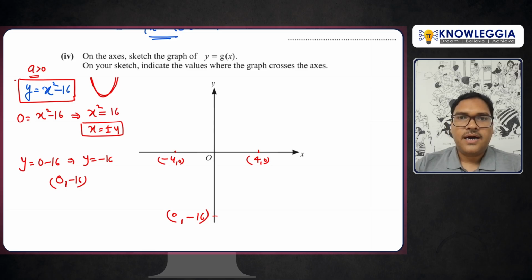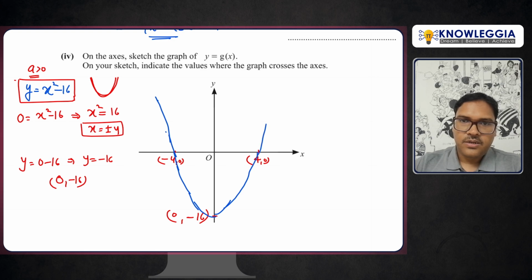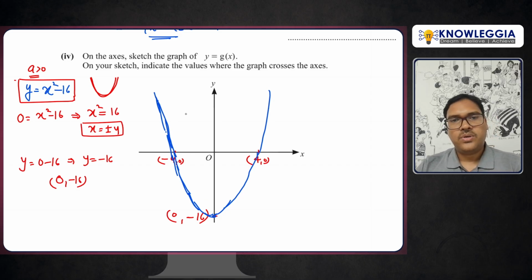So the graph of this will be, just try to draw a sketch like this. This is a parabola, you can say like this. This will be the turning point. You can check the turning point also. So this is how we can draw this graph.